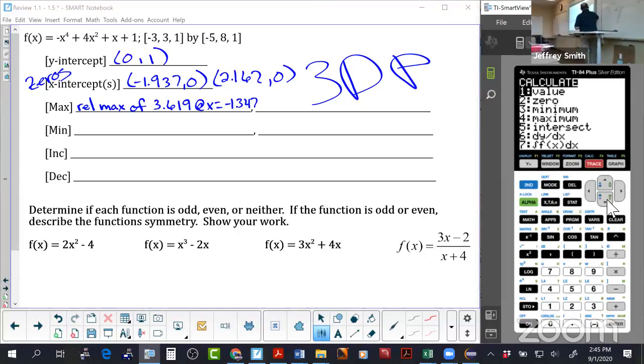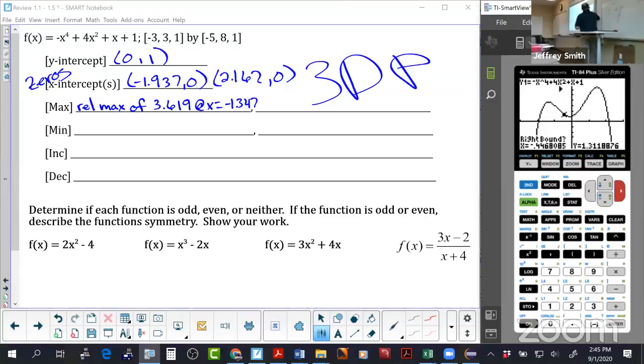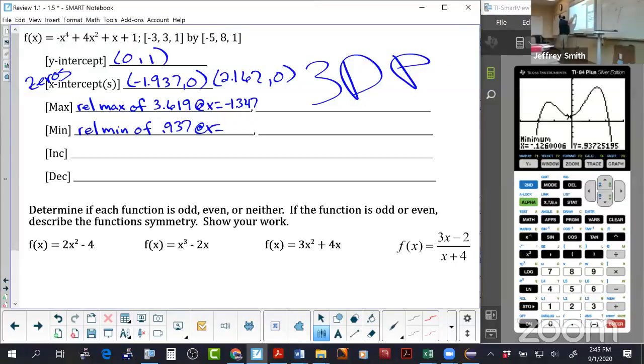Calculate. We can do that minimum. That minimum is fairly close. Enter. To the left, to the right. Enter. That's a relative minimum of 0.937 at x equals -0.126.